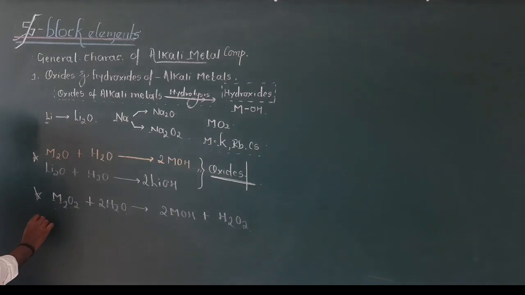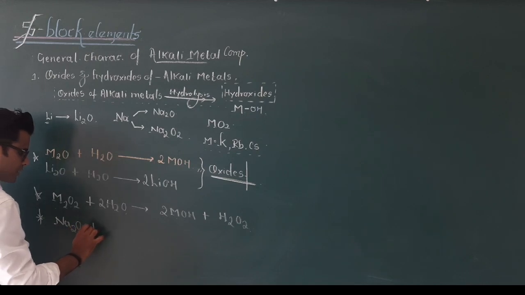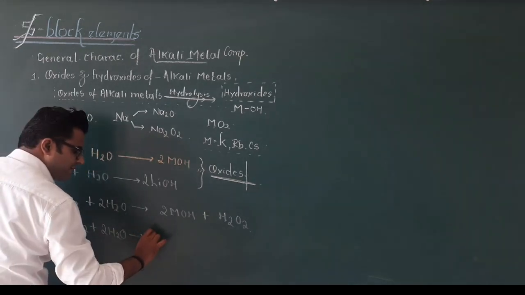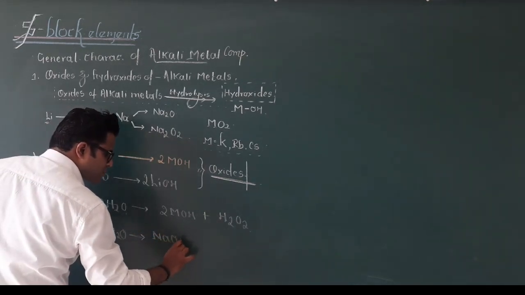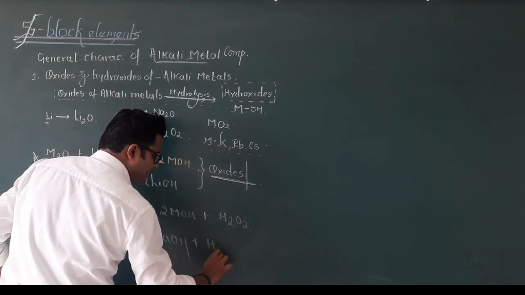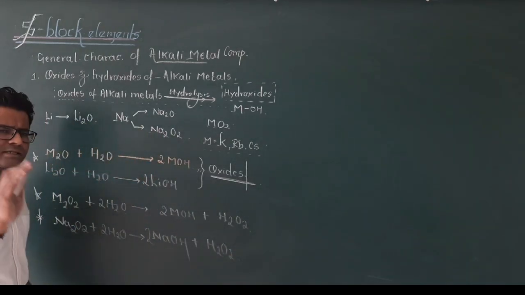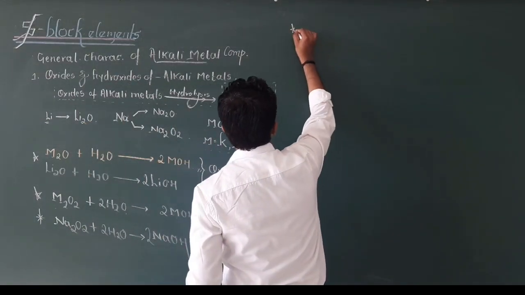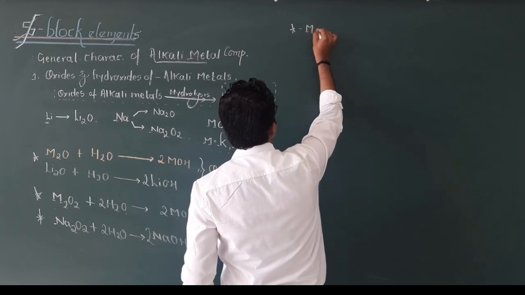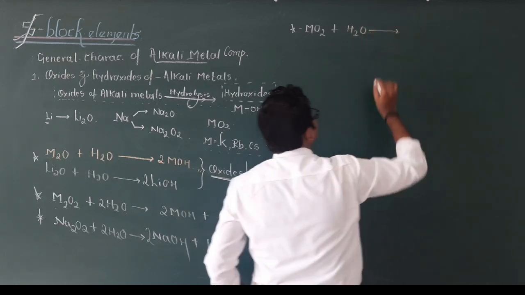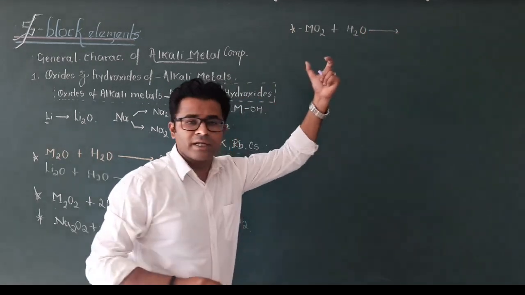Correct? Let's take one example, sodium peroxide, Na2O2 plus 2H2O. Upon hydrolysis, it will give us 2 NaOH plus hydrogen peroxide as a byproduct. This is how the reaction goes. Coming forward to the third category, which is MO2 plus H2O. Here we are going to take superoxides into consideration.